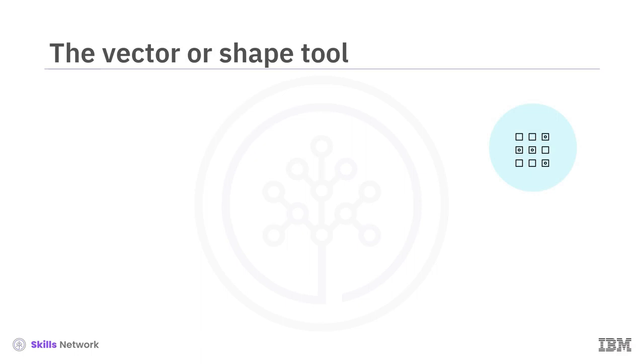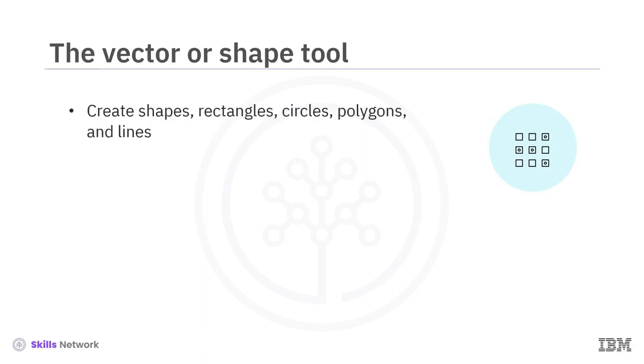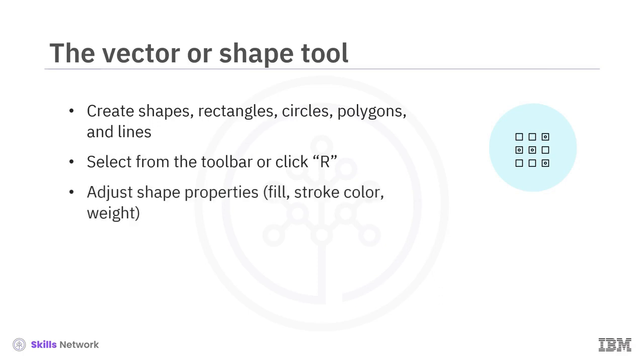Let's learn about the vector tool in Figma. You can use the vector tool to create vector shapes like rectangles, circles, polygons, and lines. Select the vector tool from the toolbar or click R. There are options for adjusting fill and stroke color, weight, corner radius, and more. The vector tool supports various shape creation modes, including drawing shapes from the center, drawing with equal sides, and more.